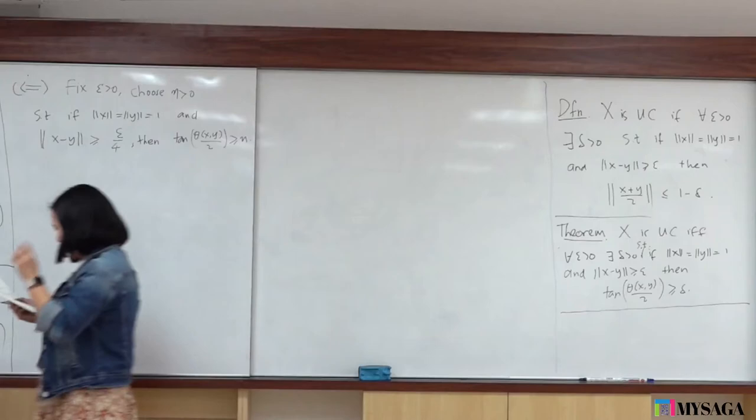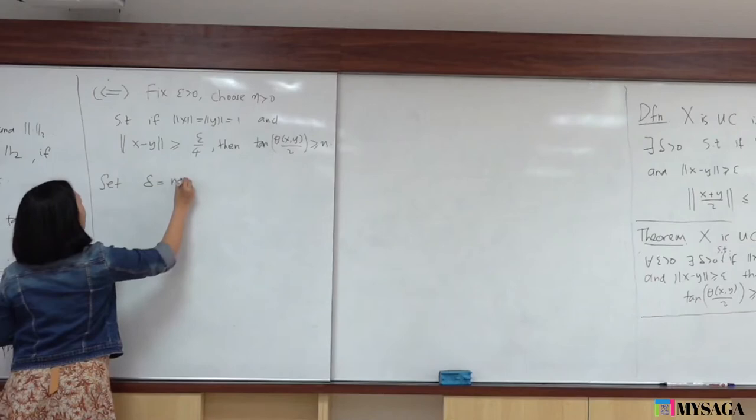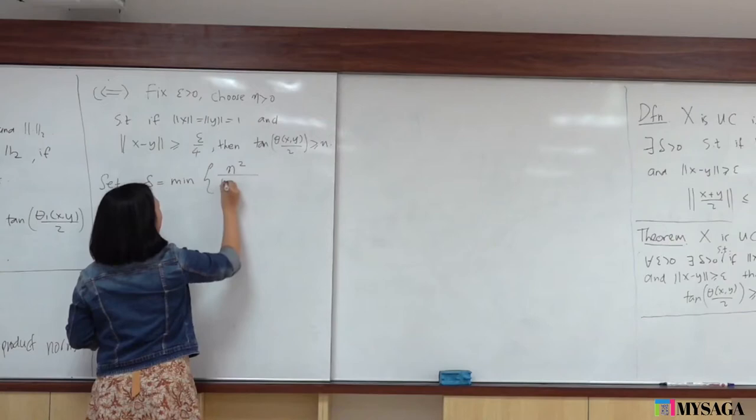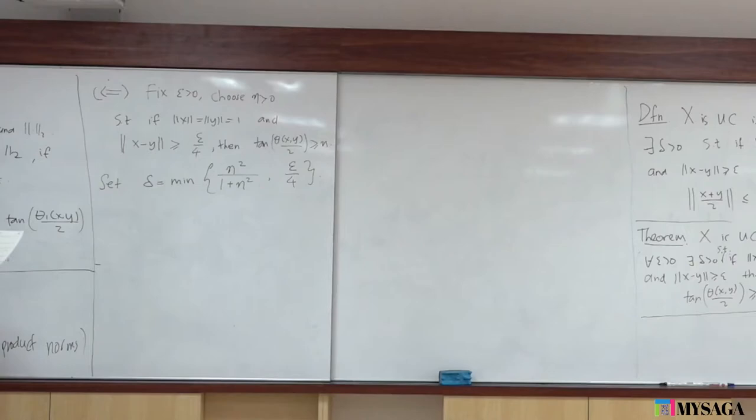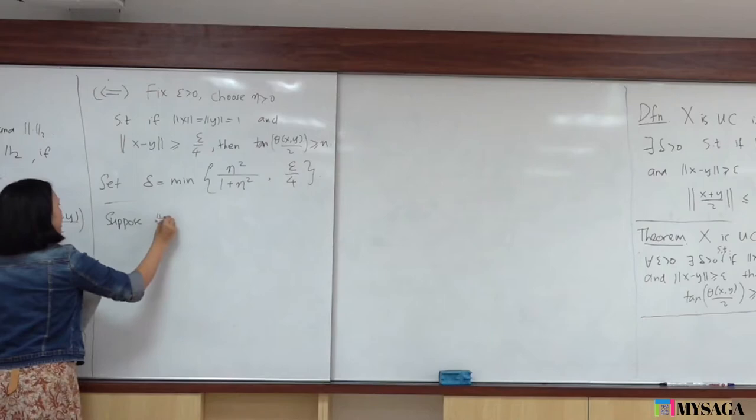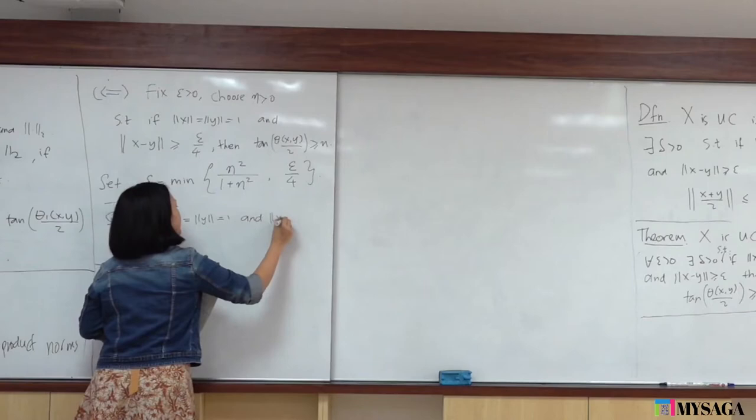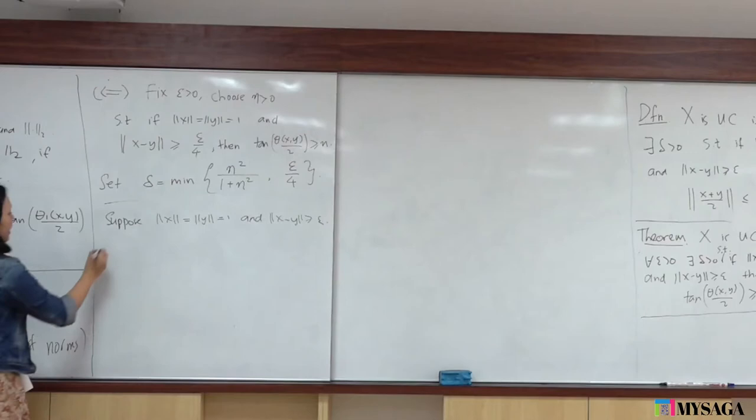Now I'm going to set delta to be something quite complicated, but it's okay. Eta squared divided by 1 plus eta squared, epsilon over 4. Again, you will see why we choose such a delta. Okay, now let's try to prove it. Suppose we take x and y on the unit sphere and their distance is at least epsilon. Okay, and now I'm going to call x plus y to be z for simplicity.